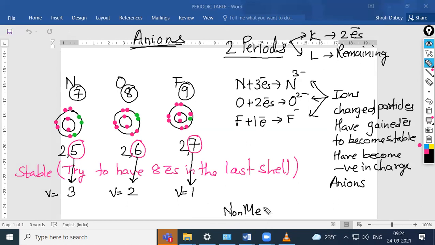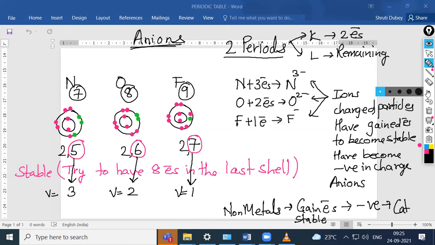Mostly non-metals gain electrons to become stable and become negative in charge, and are called anions.